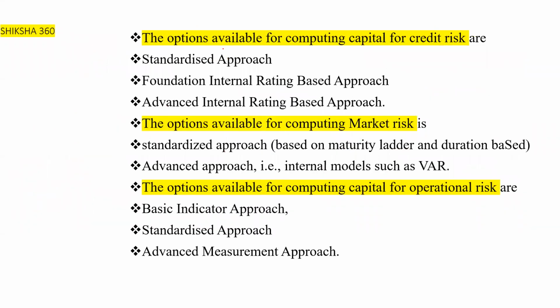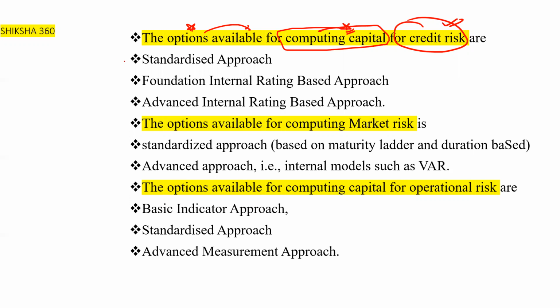First one, we have credit risk. The options available for computing capital for credit risk, basically how much minimum capital we are required to hold for credit risk. What are the three options, or the three approaches, that we will take here?